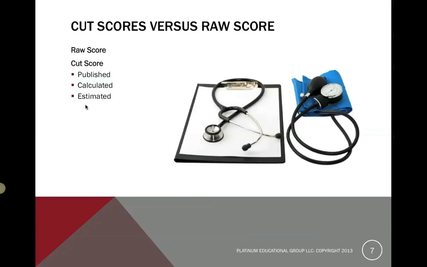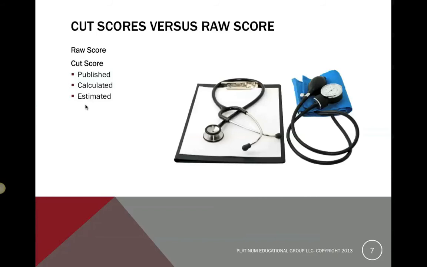So you have what are called published cut scores, calculated cut scores, and estimated cut scores. Your published cut scores are what you might have in your syllabus. What do I need to pass your class? Well, you need to get an 80%. A student might say, is that an 80% raw score or is that an 80% cut score? You would look at that student strangely, saying, are you a teacher? So most people don't understand it. So the published score is what you tell them they have to get in order to pass.